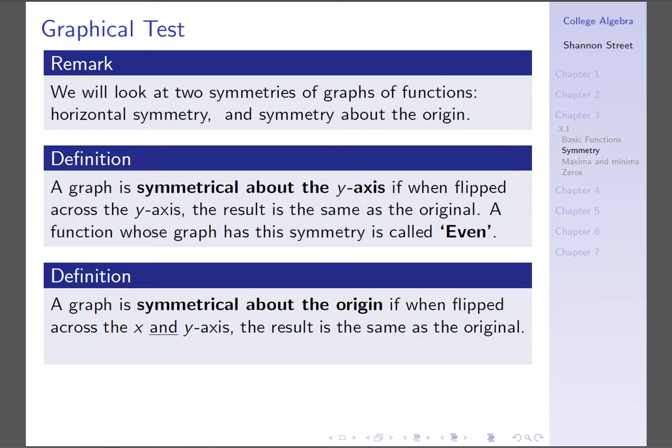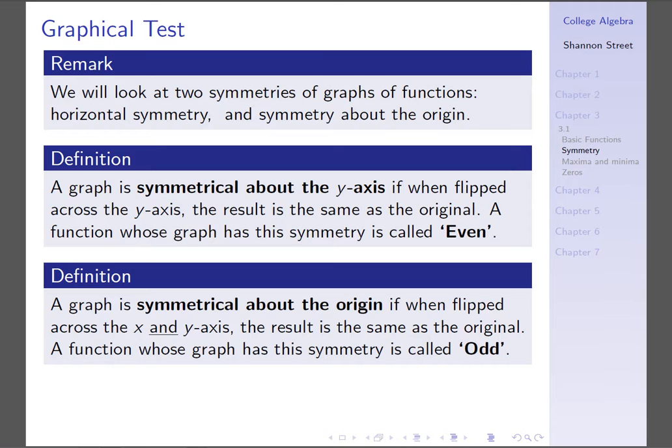And the other type of symmetry that we'll look at is when a function is symmetric with respect to the origin. That is, if we were to put a pin in the origin and spin the page around 180 degrees, if the graph that we end up with looks the same as the one we started with, then we call that function odd.